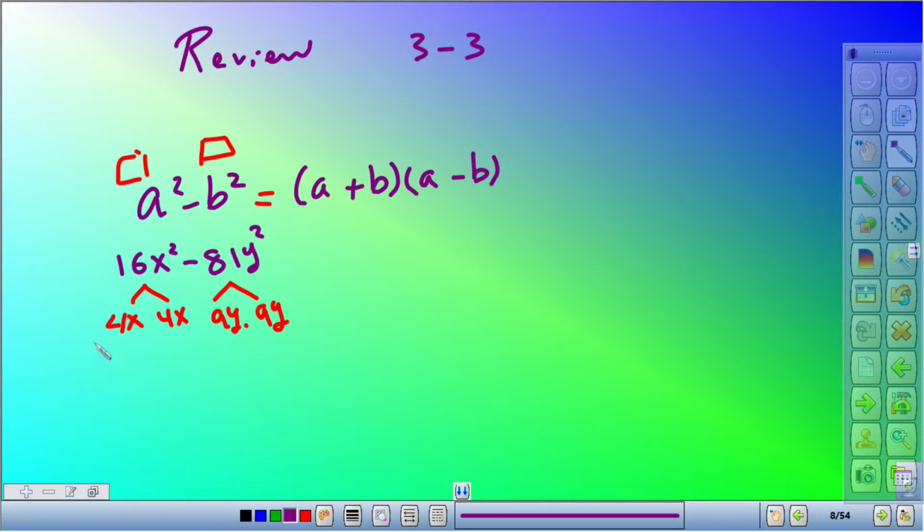As soon as I know that, I know the basic components of my parentheses. So I know I'm going to end up with two parentheses. What's being squared again is 4x plus the 9y, and 4x minus the 9y. Okay, this is in a nutshell difference of squares.